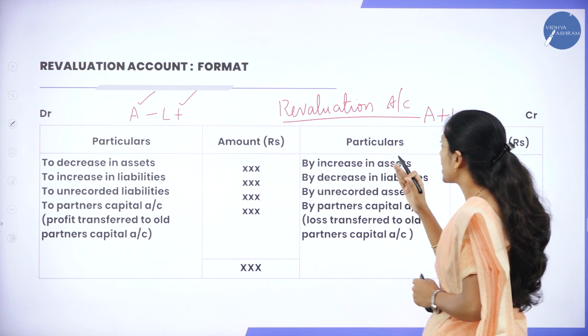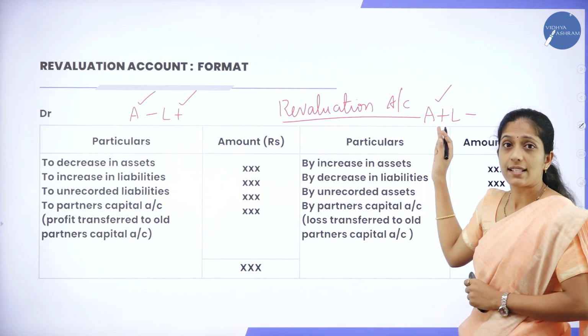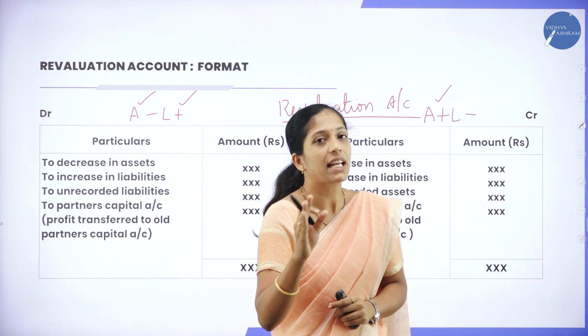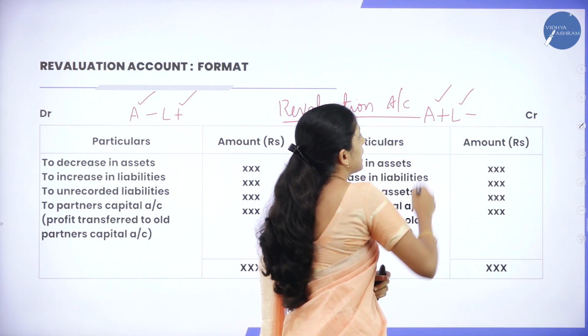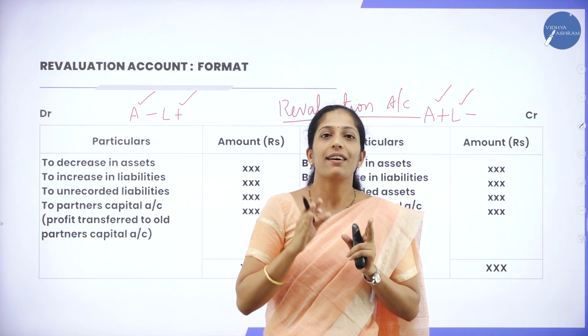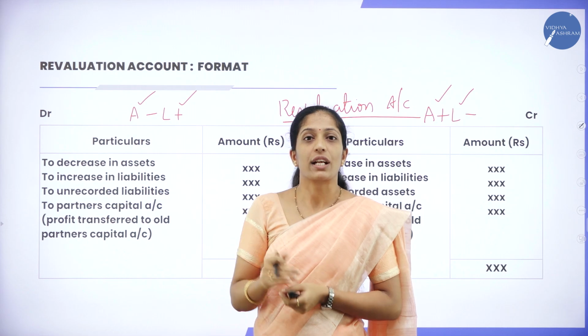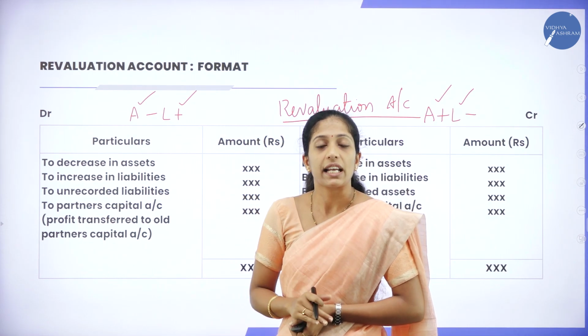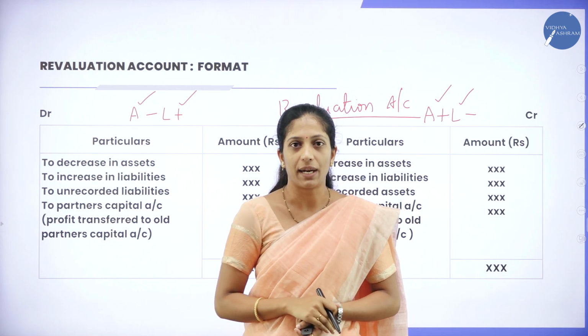Coming to the credit side here, it's reverse. A plus, in the sense, if any assets have increased, in the same way, L minus, if any liability have decreased, you are going to record in the credit side. Hope you are clear with this clue. So what are you going to record in your debit side? A minus, L plus. In the same way, credit side, A plus, L minus.